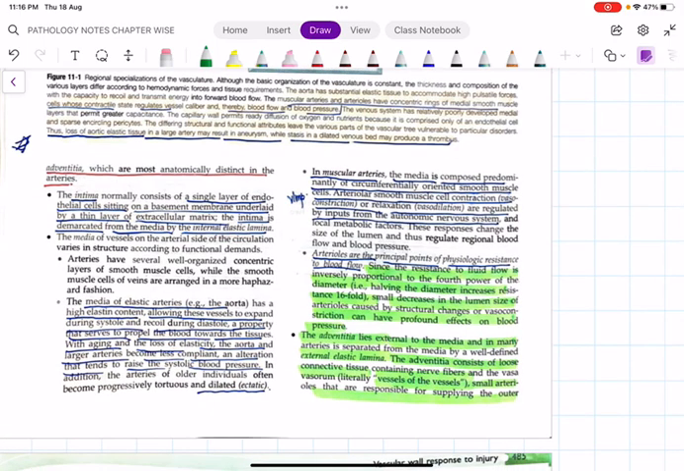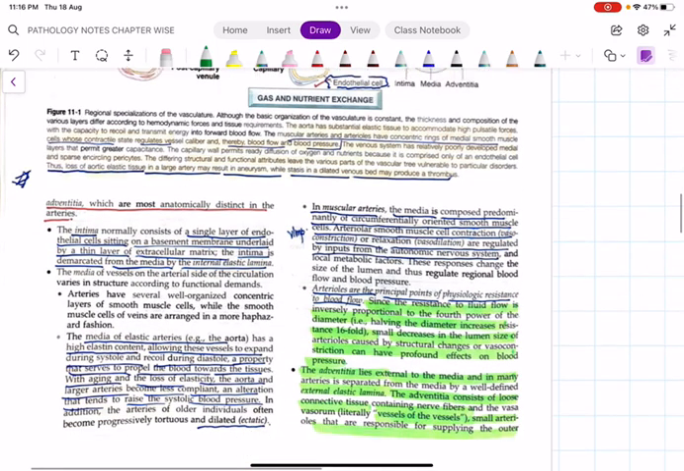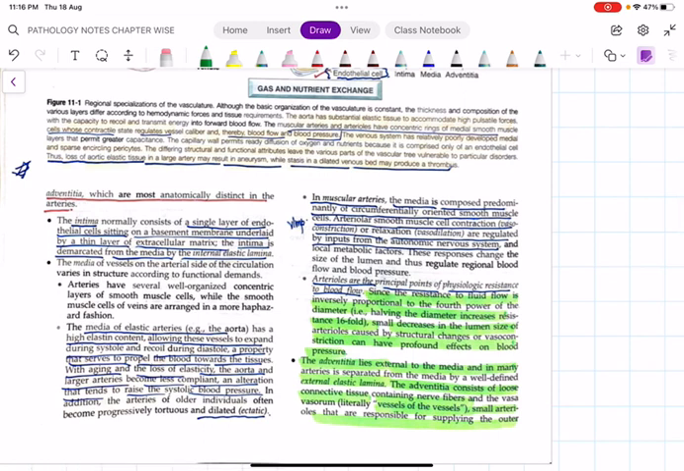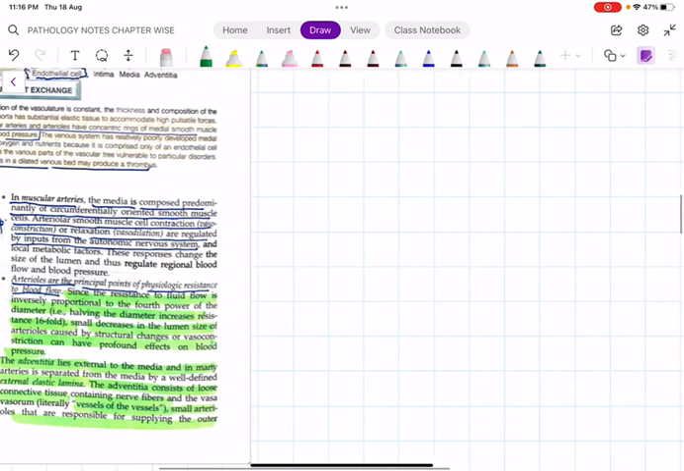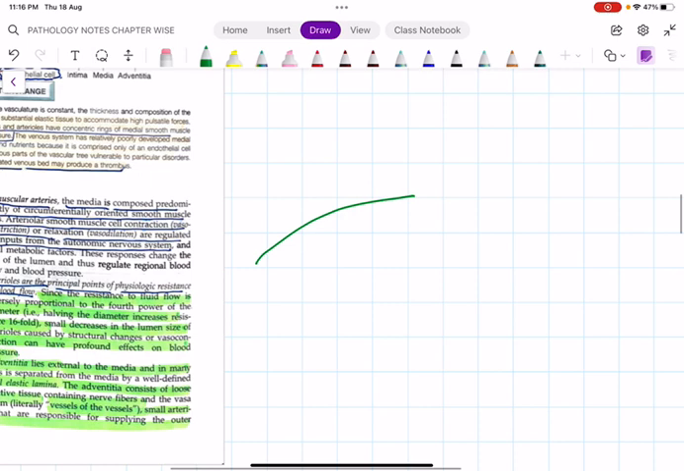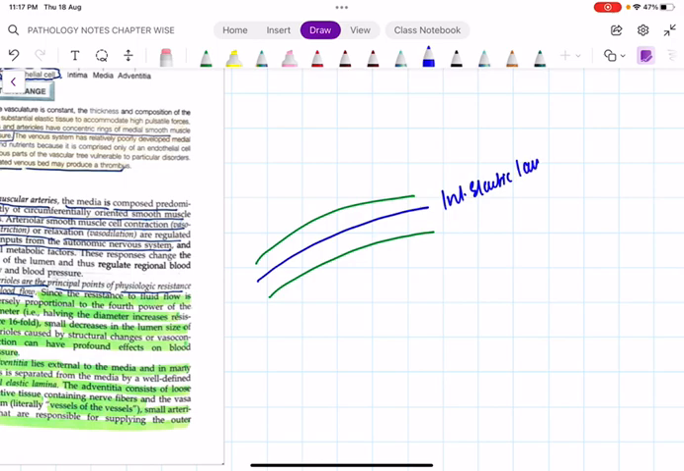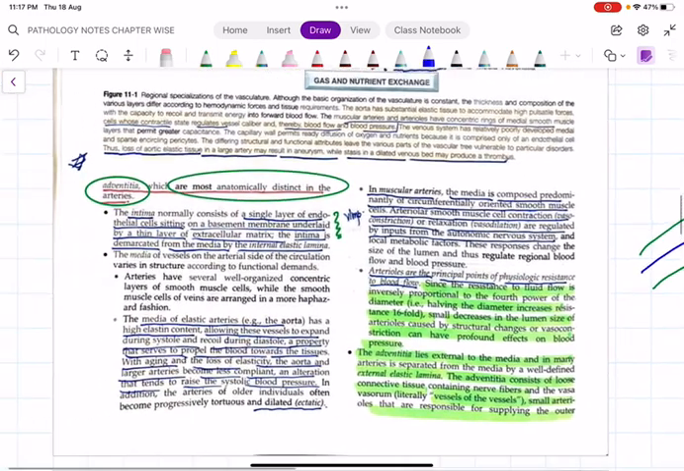Out of all the three layers, which is the layer which is most anatomically distinct in the arteries? Your answer should be tunica adventitia. Tunica adventitia is the most anatomically distinct in case of arteries. I have already told you tunica intima is there, which is endothelial cells. It is demarcated. That means, for example, this is tunica intima, this is tunica media. In between, I am drawing a layer. This is called the internal elastic lamina.